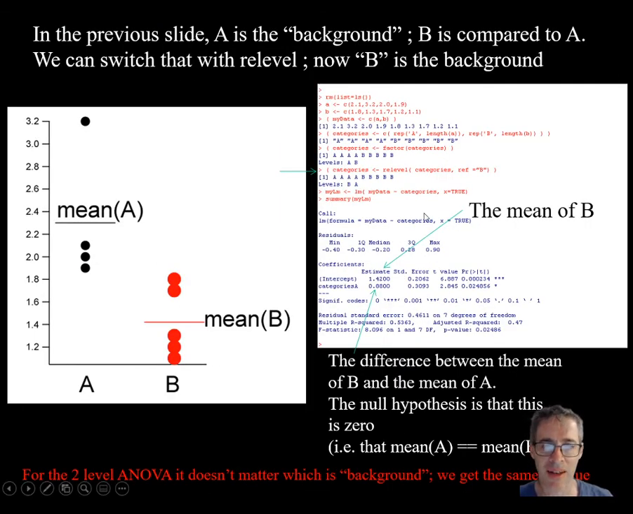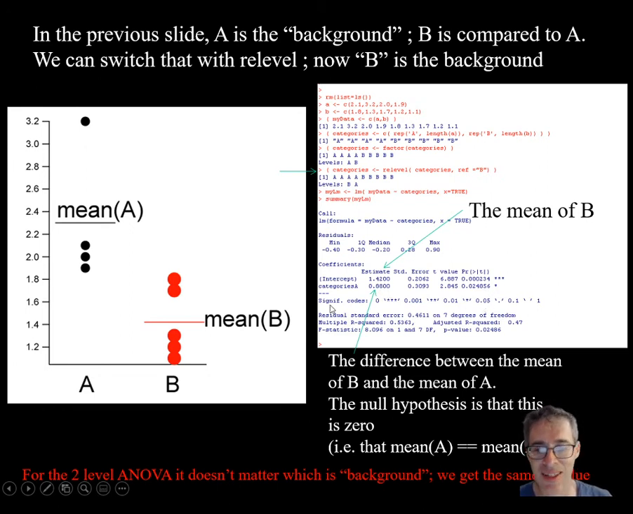Now, in this case, we can switch these parameters around, and so we can flip the dummy variable so that what counts as 1 gets switched from the A category to the B category, and we do that with this relevel command in R. So I have these categories, and I can say, actually, I want my B to be the background. So now this intercept is going to be the average of the B data. And then this is going to be the difference between the B data and the A data, and the null hypothesis is that this is 0.